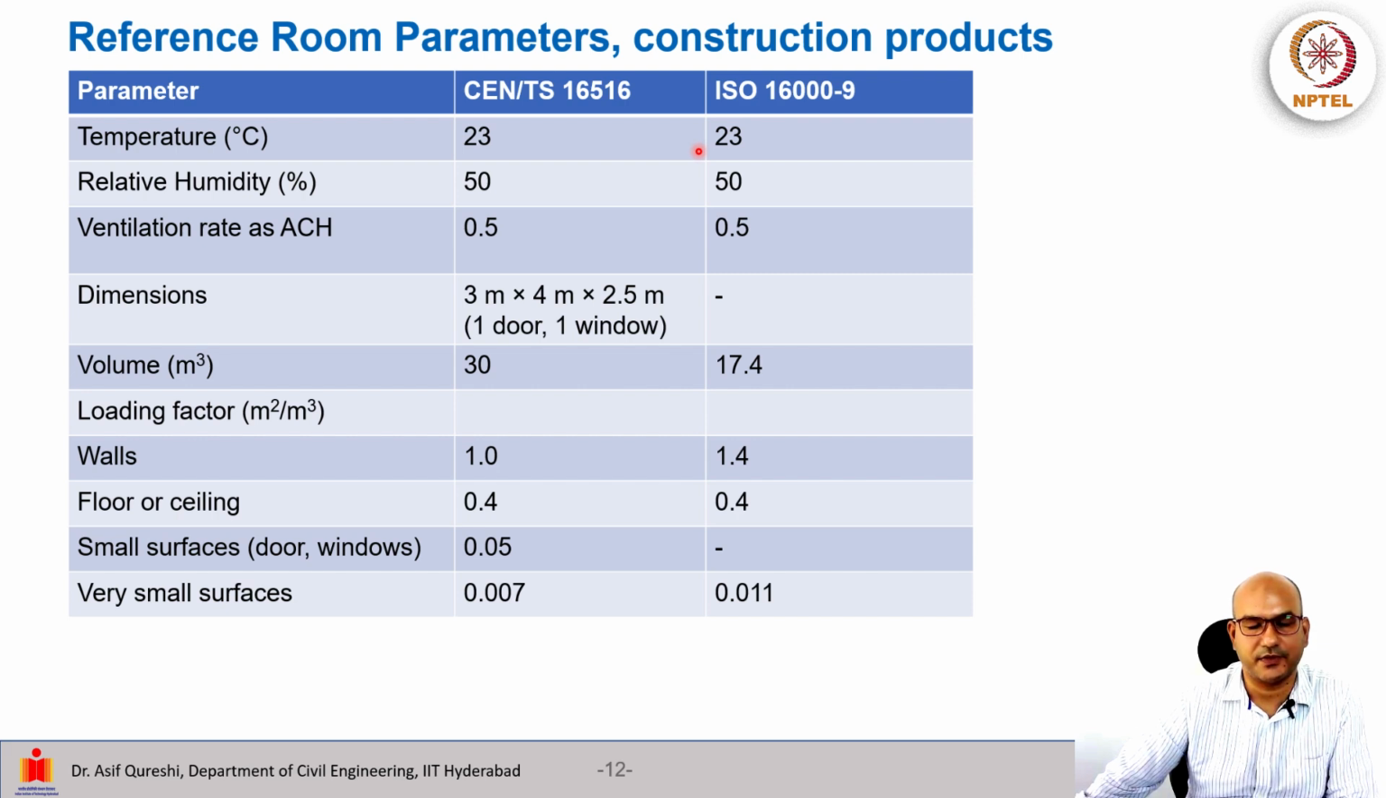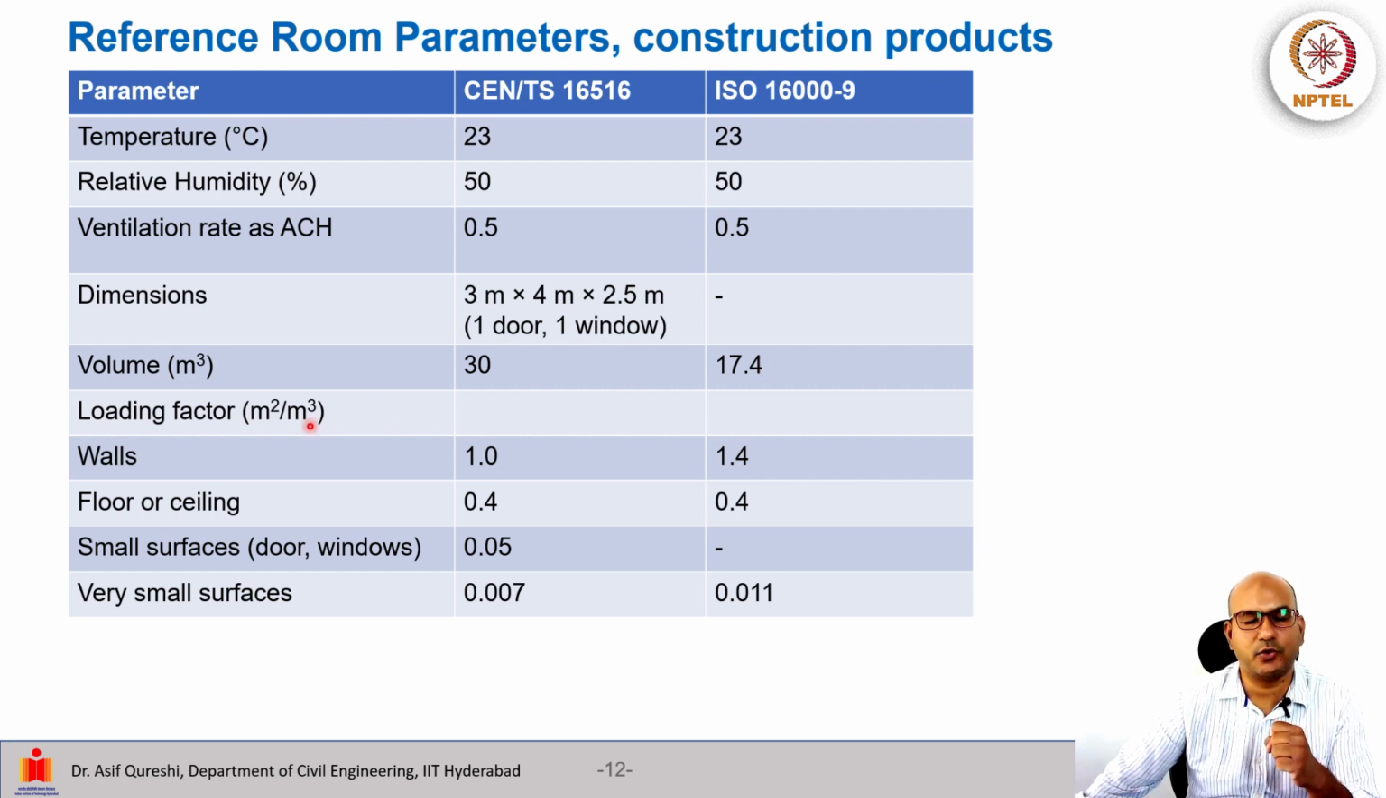But in terms of a reference room, it is 23 Celsius, 50% relative humidity, and a ventilation rate of 0.5 ACH. CEN also defines a dimension of the room which is 3 meter by 4 meter by 2.5 meter and has one door and one window. So some sort of reference room conditions are also specified. There is no such dimension for ISO, however the volume is specified here. So this is 30 meter cube in CEN and in ISO we have 17.4 meter cube.